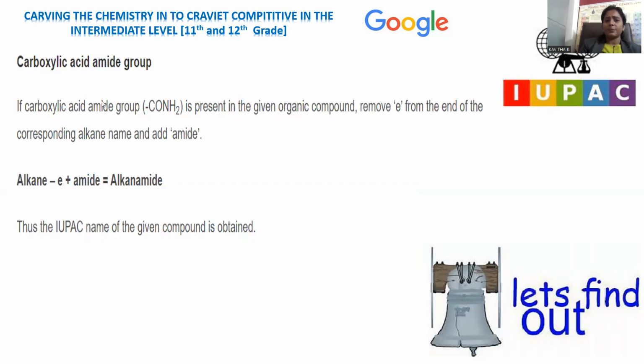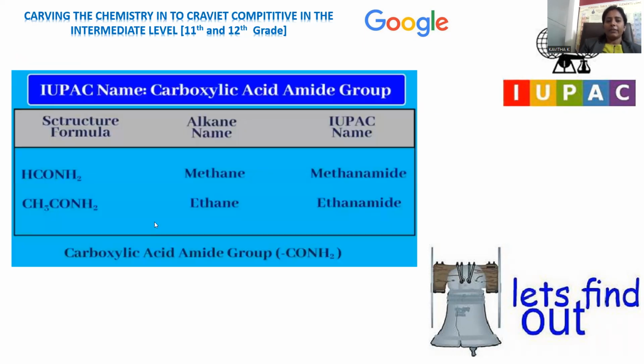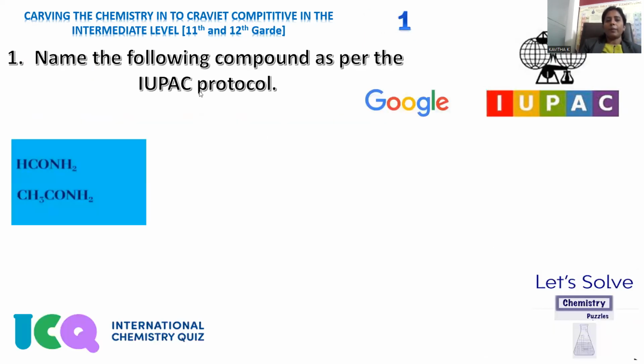Then as per the IUPAC rules and regulations, if an amide is present in the given compound, we have to go with the alkane, the E is terminated and amide is added. Simply we can pronounce alkanamide. CONH2 is the general formula for amide, and it is pronounced as alkanamide. The IUPAC names of these compounds are given like this: methanamide, and the second one is called ethanamide. This is the way we can answer question number 1.